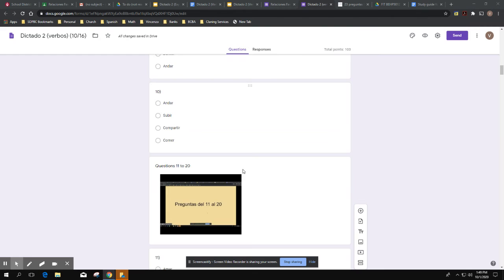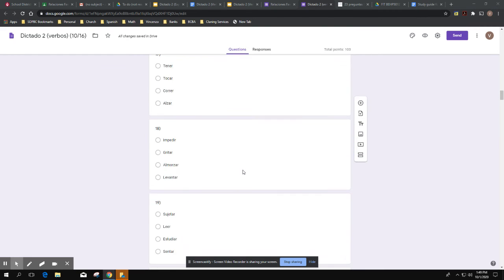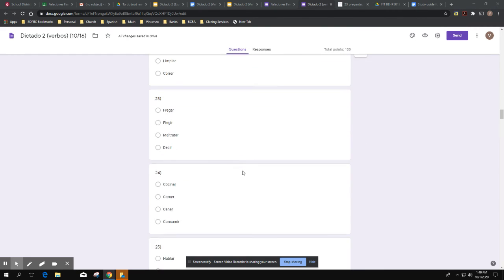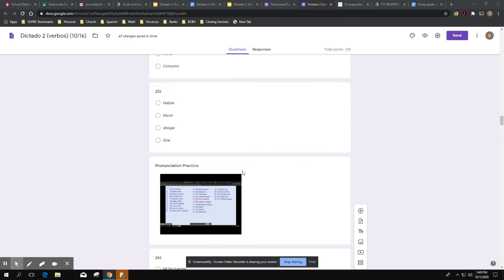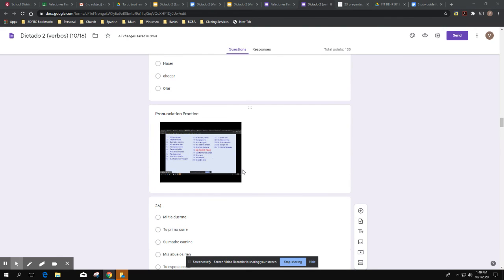Now, the second part is from problem number 25 and up. It has expressions, like it's not a full sentence, but expressions where it has a verb and it has a family member. So we got a pronunciation practice in there.